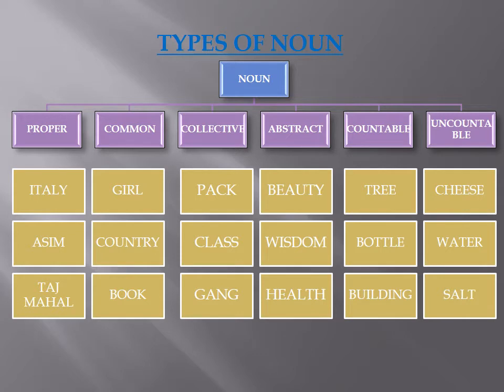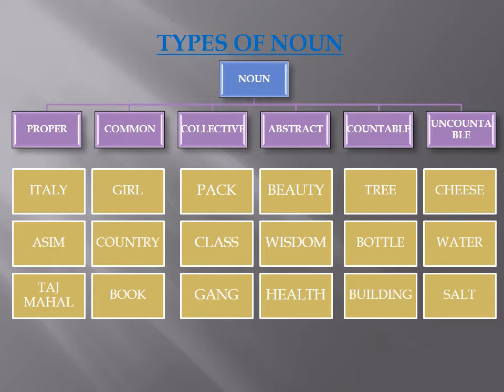Now, noun can be further divided into different types. The ones prescribed in your grammar books are proper noun, common noun, collective noun, abstract noun, countable noun, uncountable noun. We shall deal with these different types of nouns separately, but let us see it in a quick glance in this slide. Proper nouns are the names of proper animals, places, things or person.